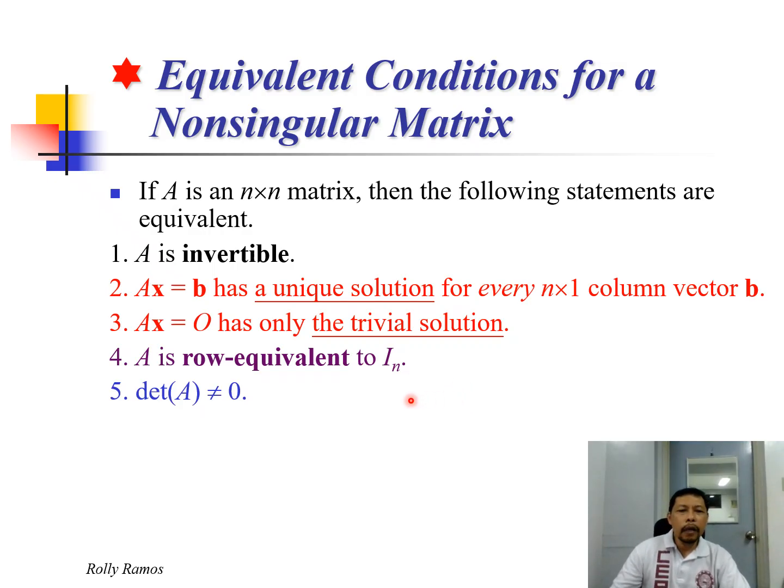Okay, so these are equivalent conditions for a non-singular matrix. If A is an n by n matrix, then the following statements are equivalent. They are all the same. One, A is invertible, which is the same as the determinant of A is not equal to 0. So all of these statements refer to the same thing, or they are equivalent.